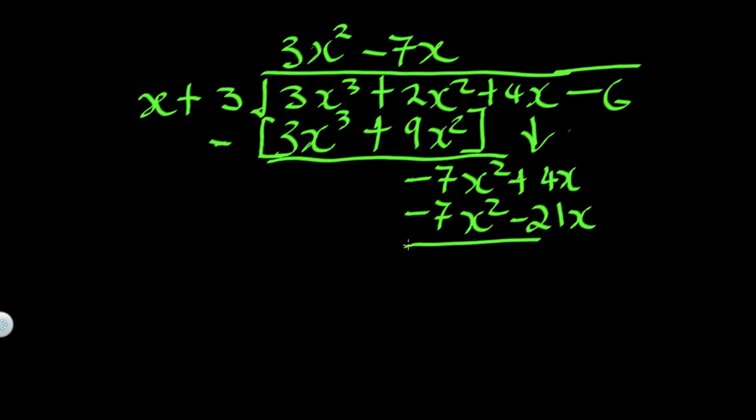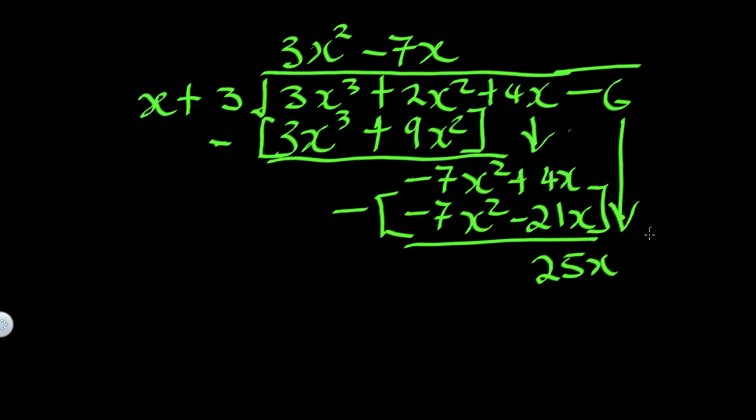After the multiplication, we do subtraction once again. Minus 7x squared minus minus 7x squared, we get a 0. As usual, these powers there always fall away. Then 4x minus minus 21x is like 4x plus 21x. This is 25x. After the subtraction, we drop. So we're dropping minus 6.